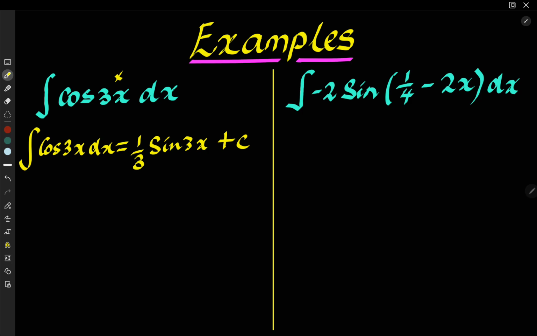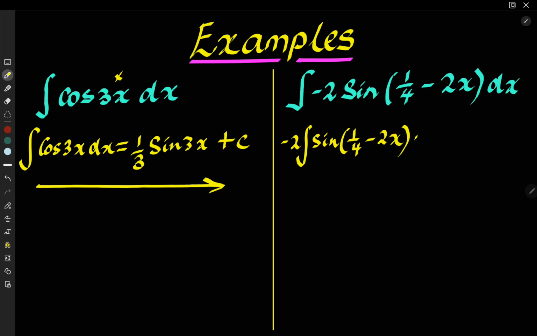Remember, we said the integral of cos is a positive sine. So that will be your answer. Simple as that. In the next example, we are asked to determine the integral of negative 2 sine (1/4 minus 2x) dx. We can first factor out the negative 2 because it's just a constant. Then we say the integral of sine (1/4 minus 2x) dx.